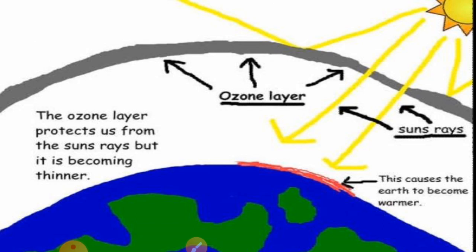You can see the ozone layer present here, the gray color, and these are the ultraviolet rays that come from the sun. When the sun heats directly, it makes the earth warmer. Some ultraviolet rays are absorbed by the ozone layer. The ozone layer protects us from the sun's rays, but it is becoming thinner.